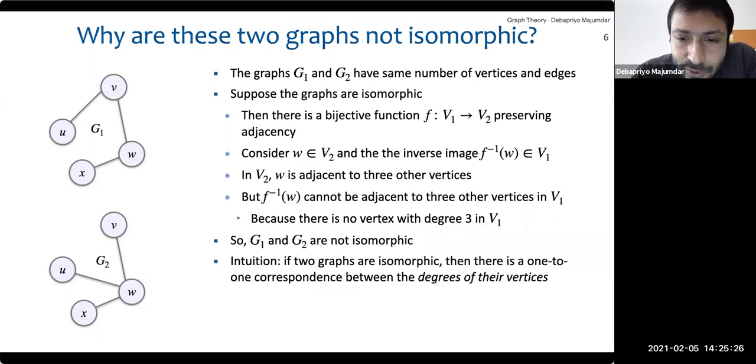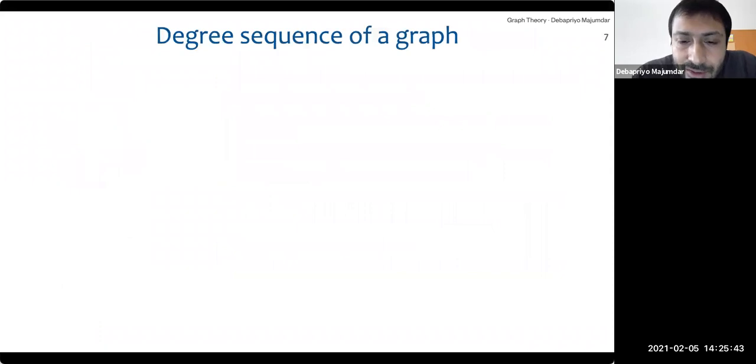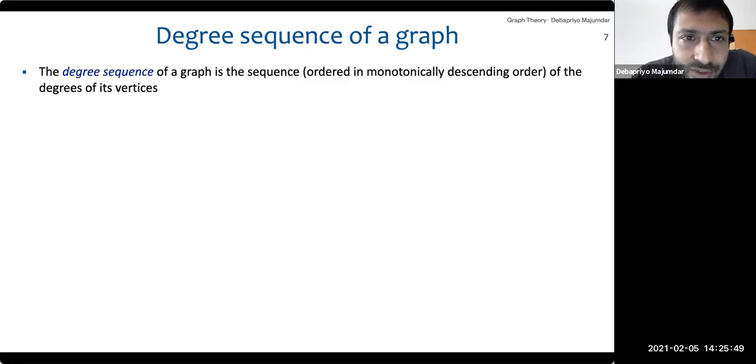The intuition is if two graphs are isomorphic, then there must be a one-to-one correspondence between the degrees of their vertices also. Here we had something of degree 3, but because we do not have anything of degree 3 here, we can right away say that they are not isomorphic. So this leads us to the concept of the degree sequence of a graph. The degree sequence of a graph is the sequence of the degrees of its vertices.